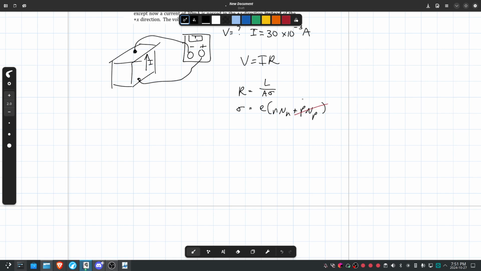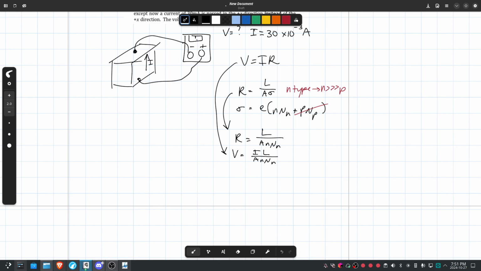Right? Everyone knows why we cancel out P, right? So N type, N is much larger than P. Therefore, this part here is irrelevant. So to fill it back in, we get R is going to be equal to L over A N mu N. And we can fill that back in to V. So V is going to be I L over A N mu of N.